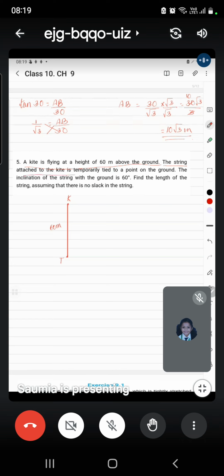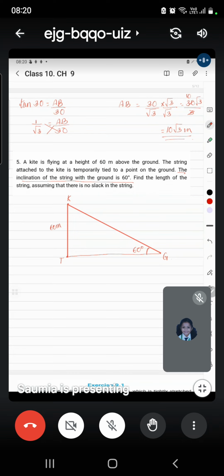The string attached to the kite is temporarily tied to a point on the ground. That means there is a string attached to the kite. Okay. Now that string is attached. The string was pulled and tied to the ground. Okay. So this point is on the ground and it is tied. Then what is the third sentence saying? The angle of inclination of the string with the ground is 60. That means this is the ground and this angle with the ground is given as 60 degrees.